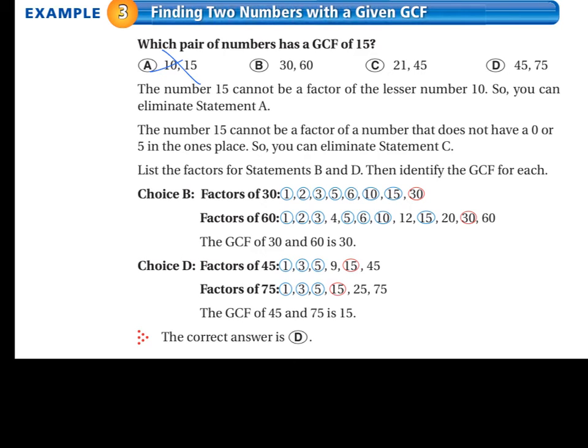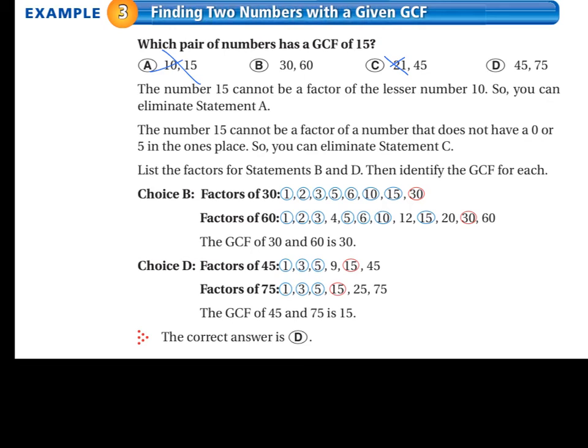21 and 45, it's probably going to be pretty self-explanatory as well. Our factors of 21 are 3 and 7. So 21 doesn't even have a factor of 15 or that would multiply up to 15. So C is also going to be out right away.